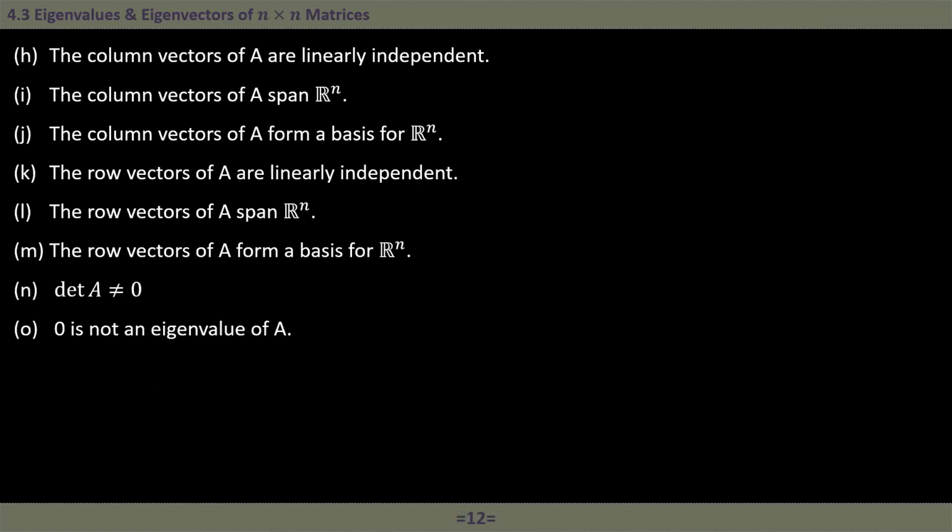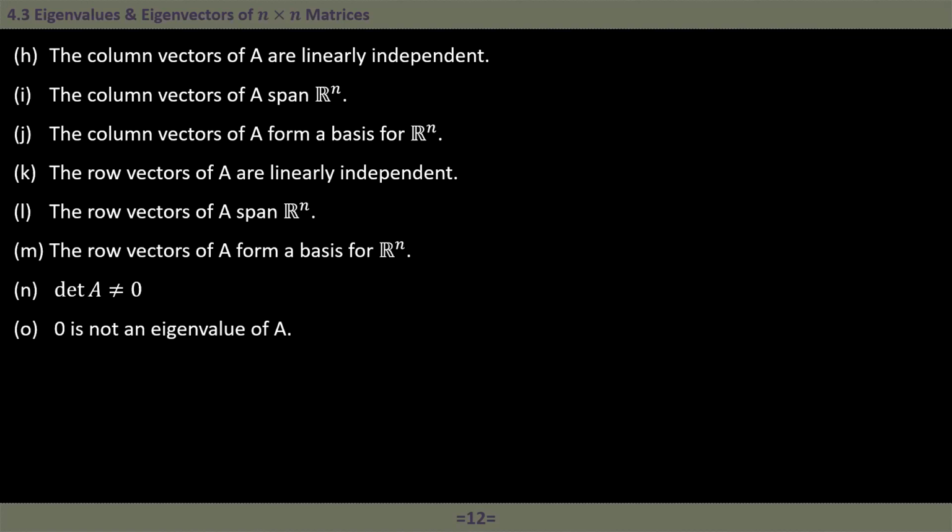The column vectors of A are linearly independent. The column vectors of A span Rn. The column vectors of A form a basis for Rn. The row vectors of A are linearly independent. The row vectors of A span Rn. And the row vectors of A form a basis for Rn.